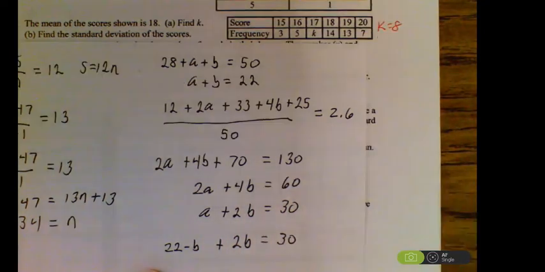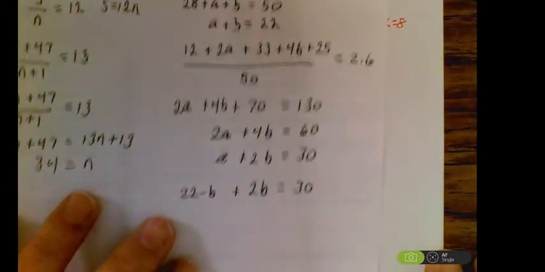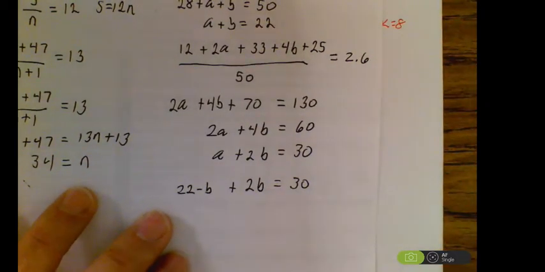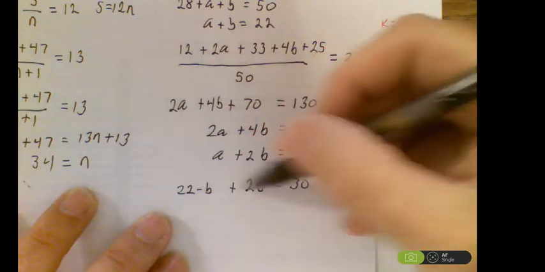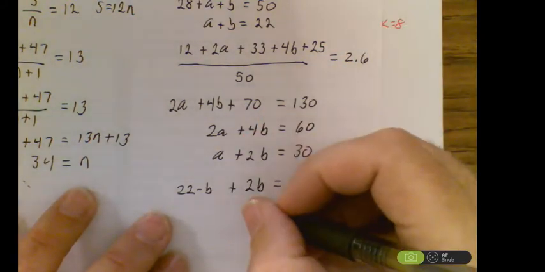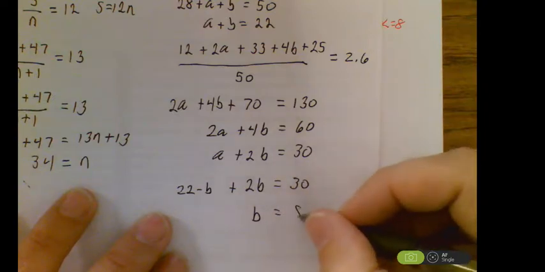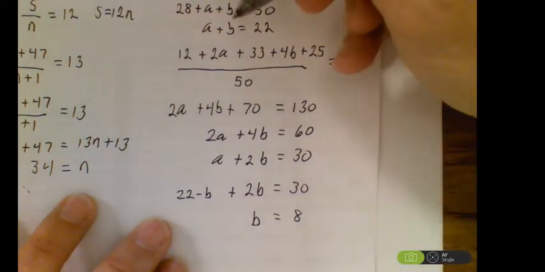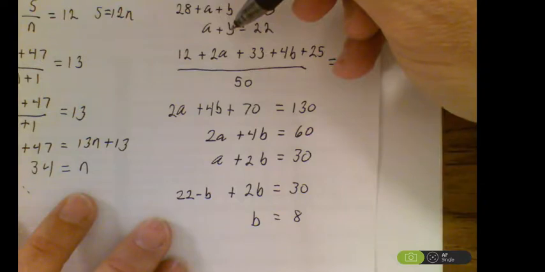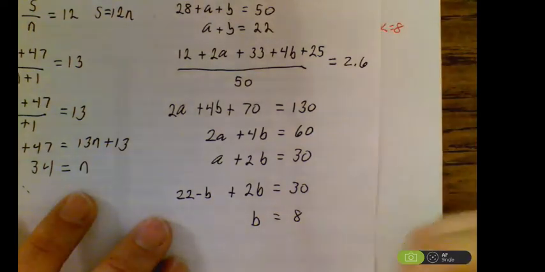And I just continue solving for what I have here. So anyway, a negative B plus 2B is just 1B. Subtract my 22 over from the right, and I now know that B is 8. And if I go back up to that statement right there and plug that back in, I can solve for A and get 14.